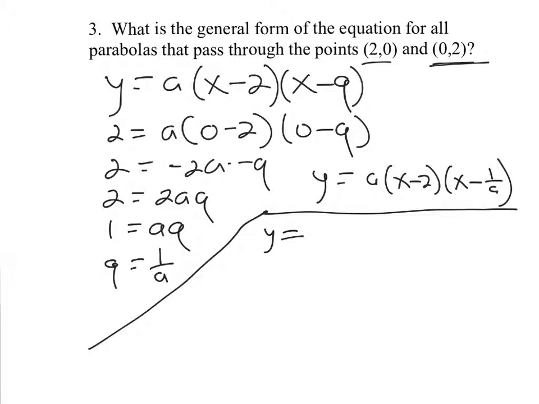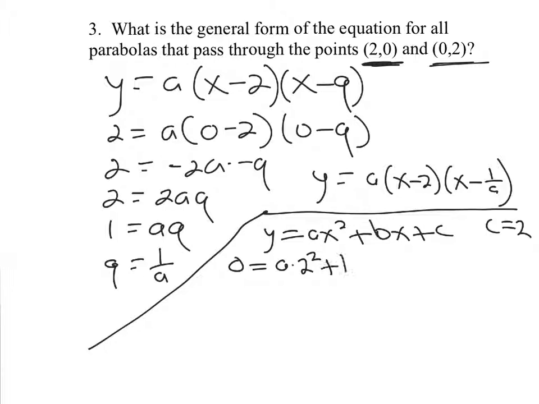Okay, alternatively, we can say, since we know that it has a general form of the equation y is equal to ax squared plus bx plus c. Well, first of all, we know that when x is 0, y is equal to 2, so we know that c, therefore, has to equal 2. Now, when we go in, we can substitute for the point 2, 0. We can therefore say that 0 is equal to a times 2 squared plus b times 2 plus c, which we now know is equal to 2. That gives us that 0 is equal to 4a plus 2b plus 2.